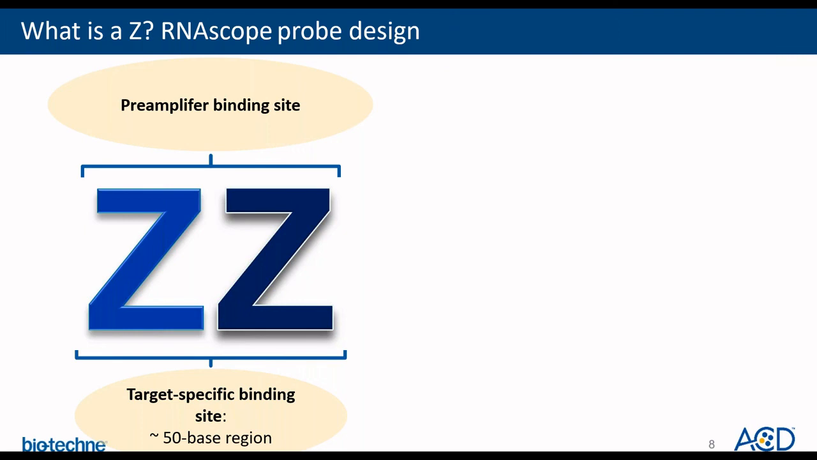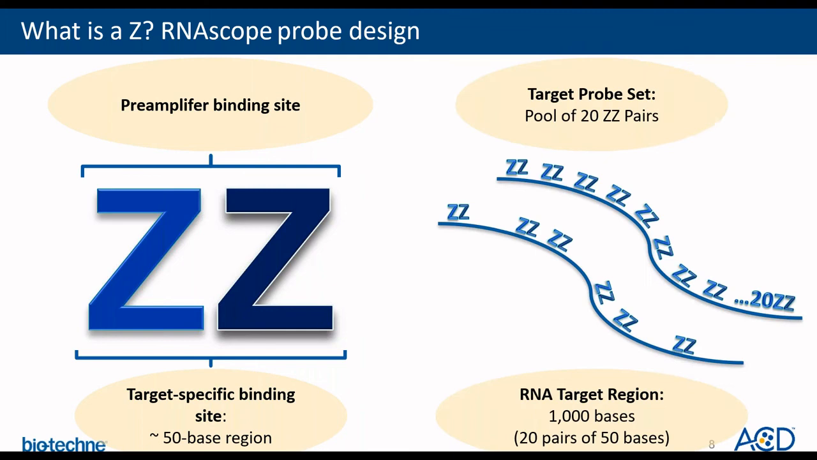When the two Zs in a ZZ pair hybridize in tandem to the target sequence, it creates a unique binding site upon which a preamplifier can bind and the amplification tree can be built. A standard RNAscope probe for a target sequence of 1,000 bases or more will consist of 20 ZZ pairs pulled together and designed to hybridize in tandem along a target region. This allows for a tremendous amount of amplification and signal potential.